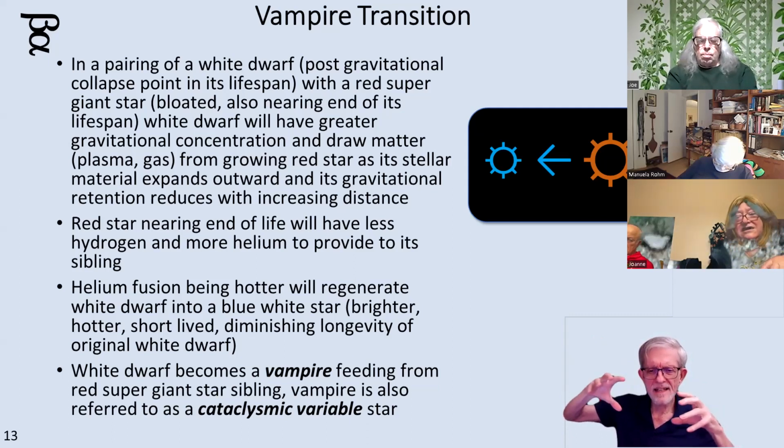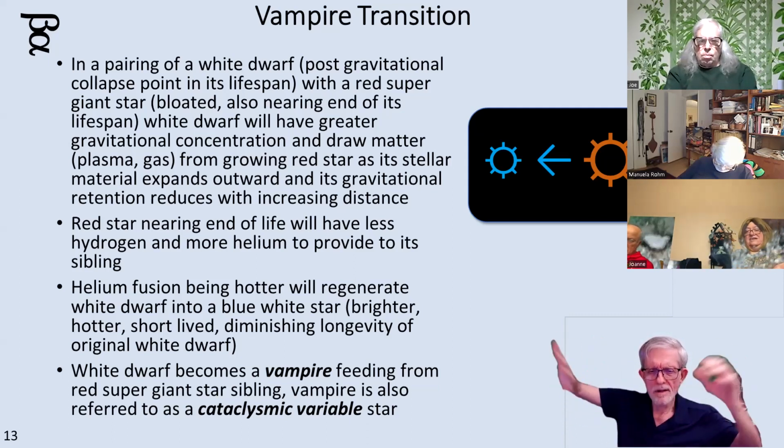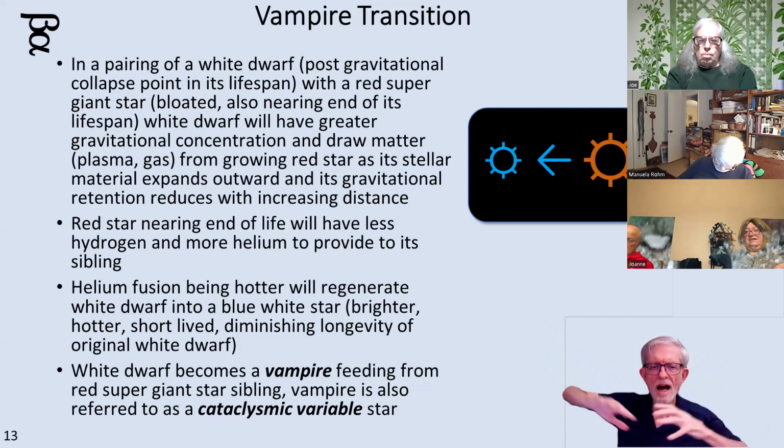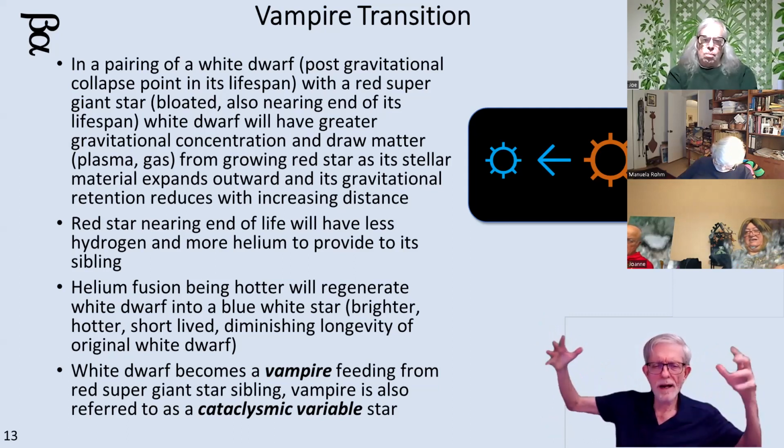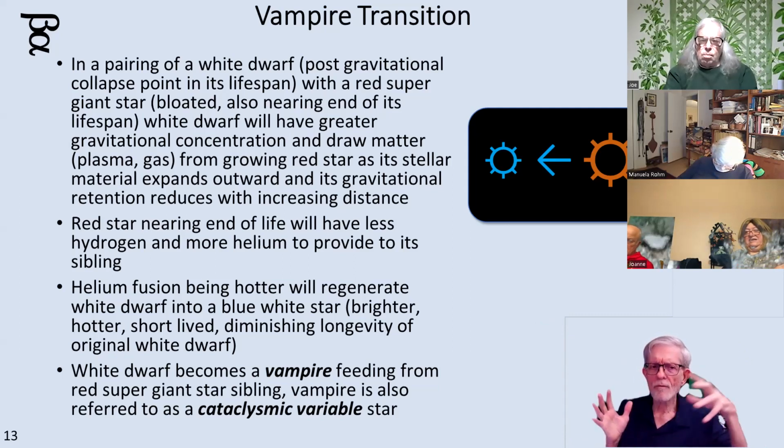But as it does that, it's going to push out plasma beyond its ability to gravitationally keep it in. That's why it just keeps growing. But it'll grow out far enough to the point where the white dwarf will now start to suck in that loosely held plasma from the red supergiant, and it will spiral into the white dwarf.